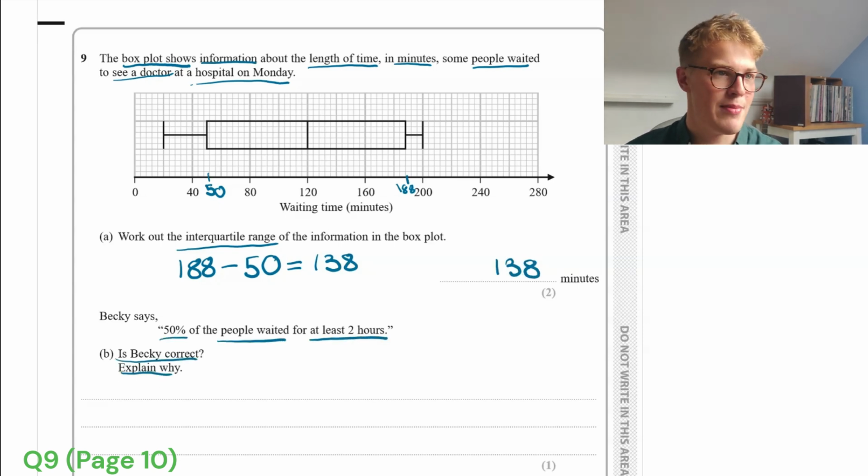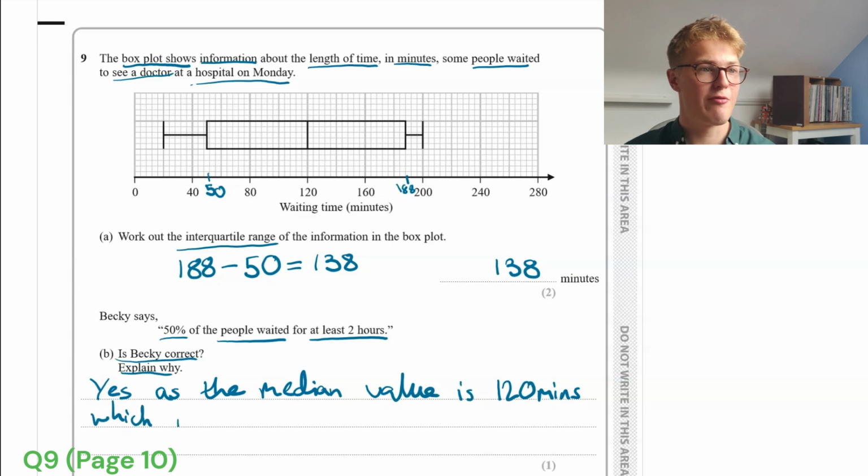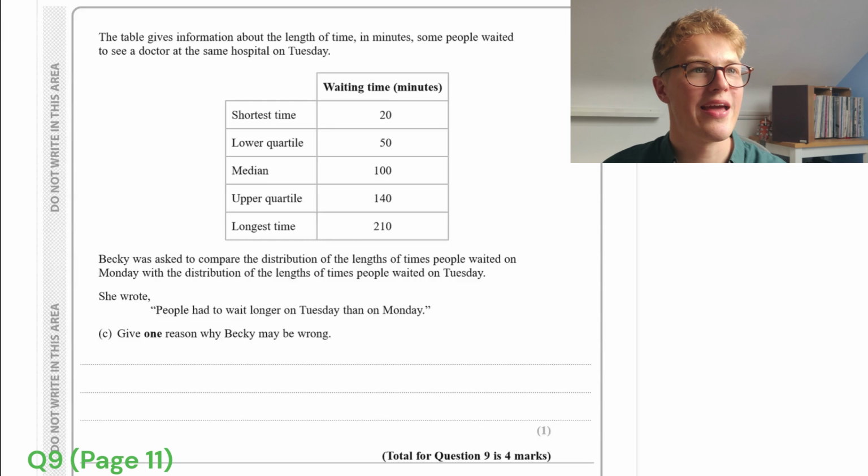Becky says 50% of the people waited for at least 2 hours. Is Becky correct? Explain why. So the median is 120 minutes, which is 2 hours, so therefore the answer is yes, as the median is 2 hours.